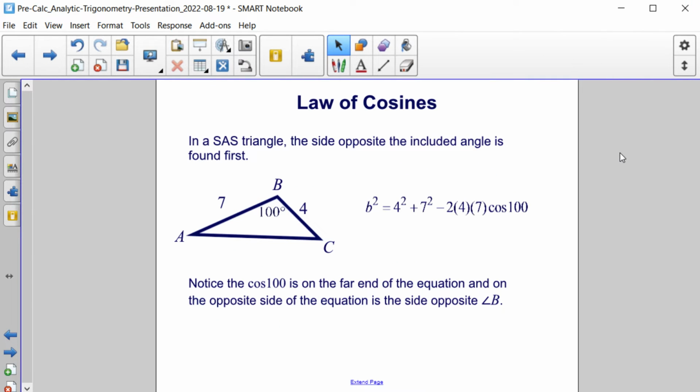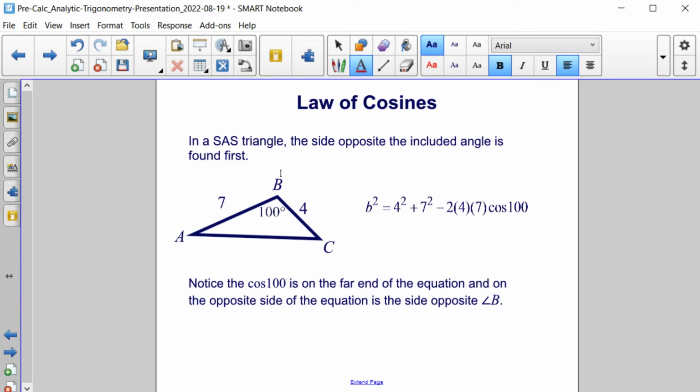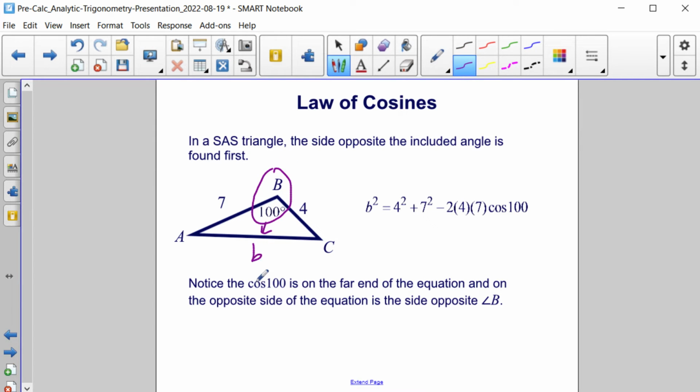When using the law of cosines in a side-angle-side triangle, where a side, an angle, and a side are given, the side opposite the included angle is found first. Because we have the measure of angle B as 100 and the side across from it is little b.